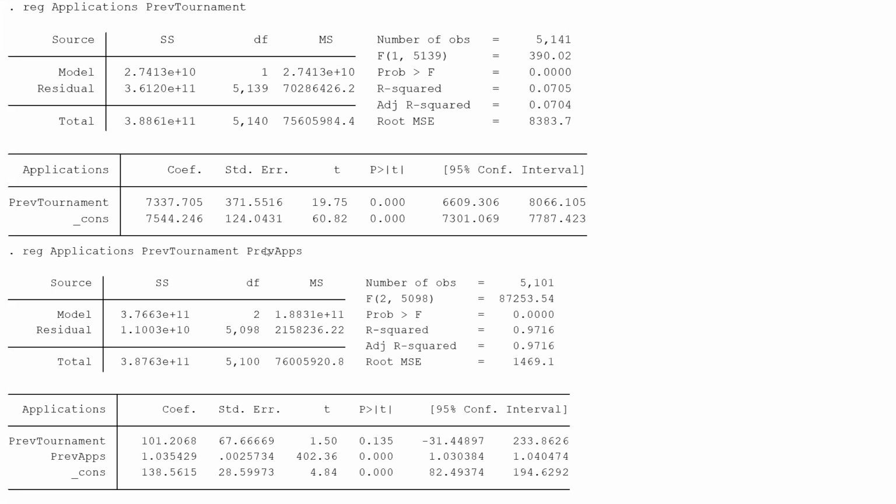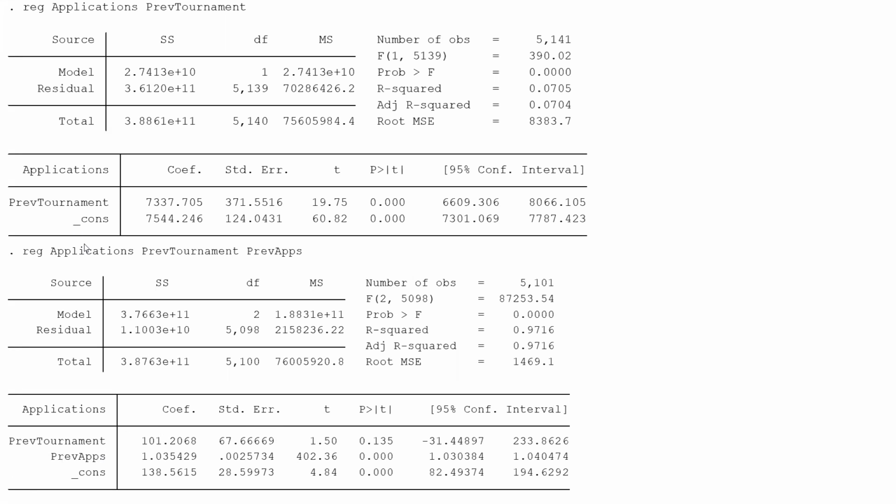One thing that I put in here is the previous number of applications the year before. That seems like a really good control, because now I can think about looking at 2 schools. In the year prior, they had the same number of applications, but also in the prior year, one of them made it into the tournament. For that school that made it into the tournament, we would expect about 100 more applications the following year. Now, it's not quite significant here, but we also haven't included a lot of other control variables.